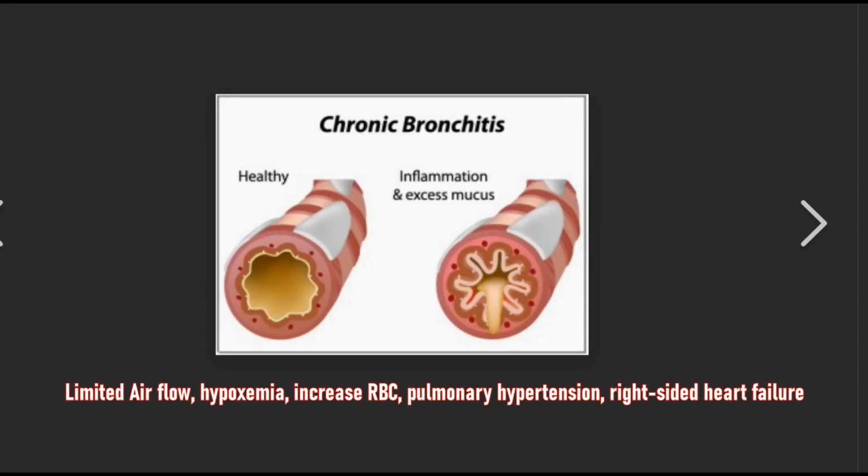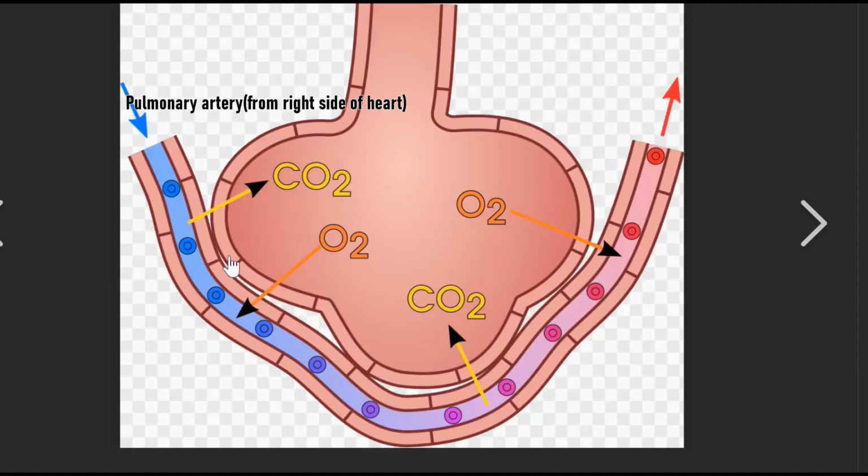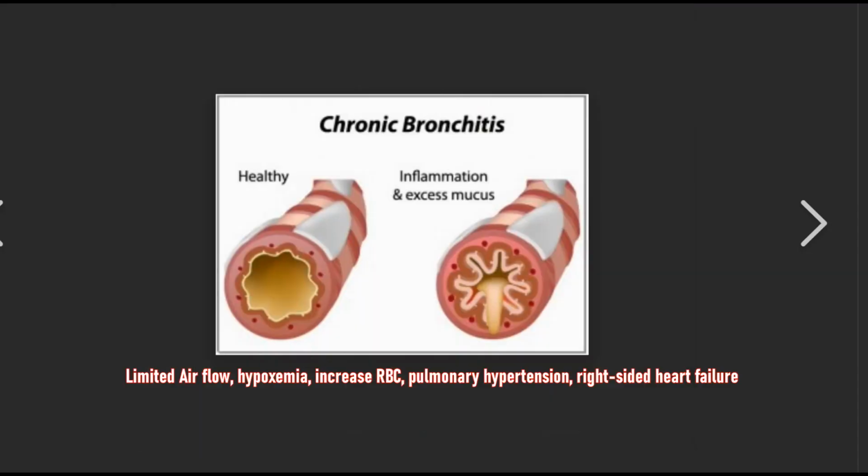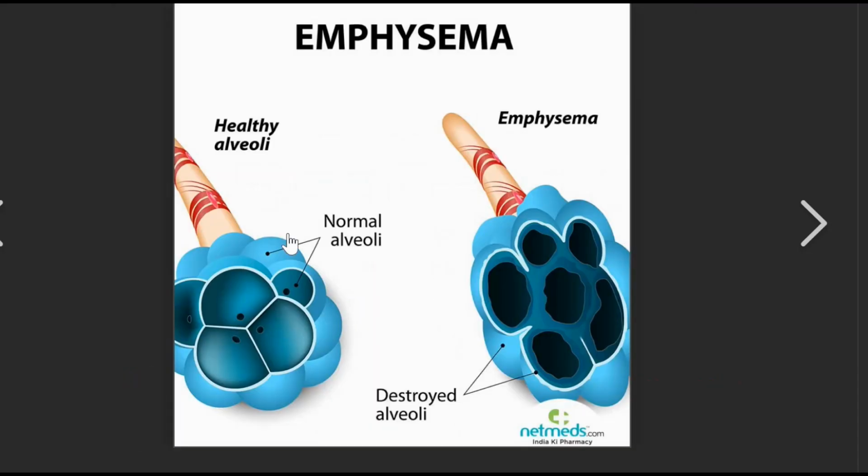When the blood gets thick, remember, the pressure in the pulmonary artery increases. The pulmonary artery carries deoxygenated blood to the alveoli. So when the pressure increases, called pulmonary hypertension, there is a backflow of the pressure back to the heart, causing right side heart failure, because the pulmonary artery originates from the right side of the heart, leading to right side heart failure.